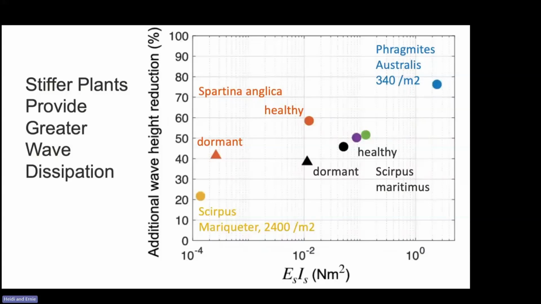We really need to have more measurements done when the benefit of the marsh is at its weakest, which is during the winter phase. I hope that I've been able to relay the importance of plant morphology and rigidity in describing wave dissipation by a marsh.